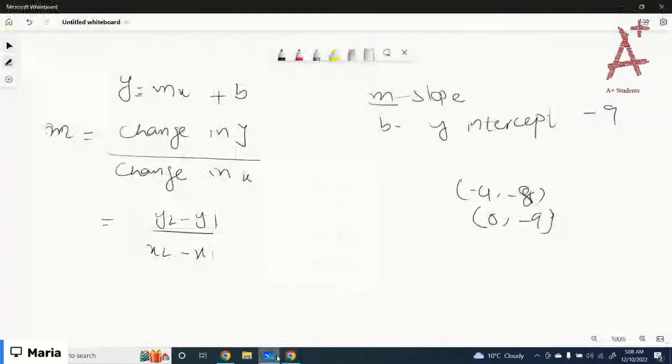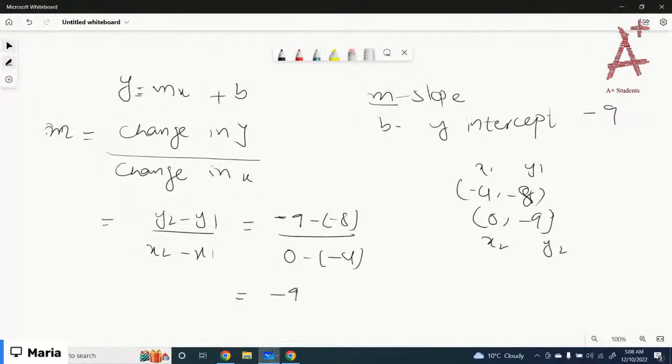Just use these 2 points to find the slope as well. This is x1, y1. This is x2, y2. y2 minus y1, -9 minus -8, divided by 0 minus -4. -9 plus 8 divided by 4. So -9 plus 8 is -1 over 4. That is the slope. And you have the y-intercept.